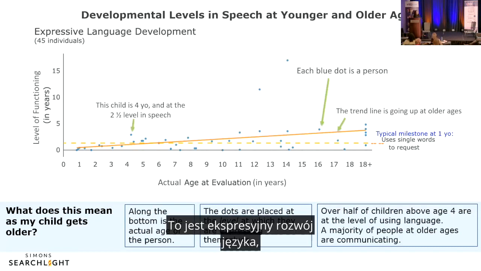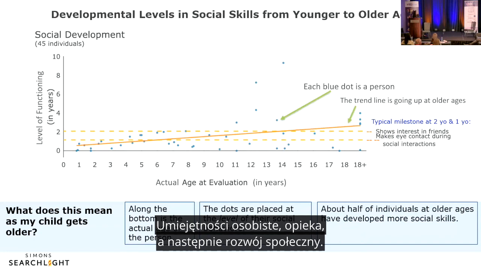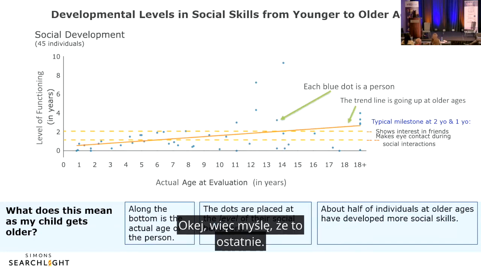This is expressive language development. So this is looking at the speech. We just did that. Going the wrong direction, personal care, and then social development. Okay, so I think this is the last one. And so, similar trend, and you guys are becoming experts in this, the actual age and their level of functioning.